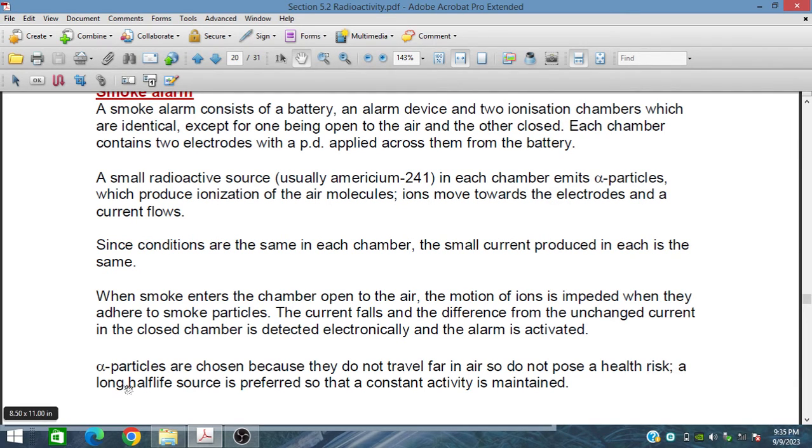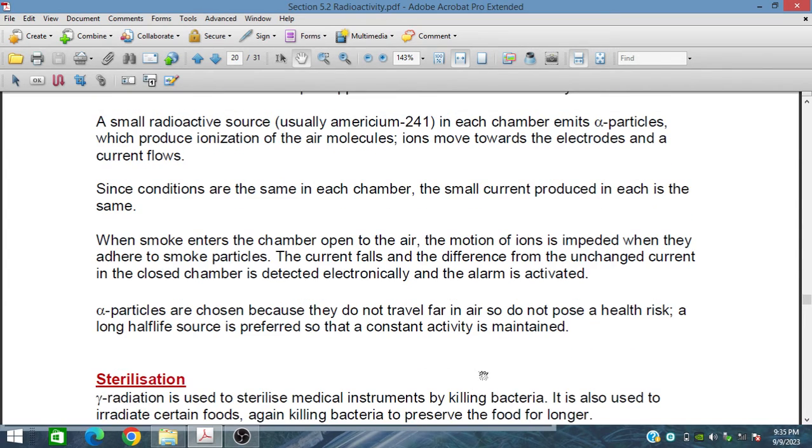So a long half-life source is preferred for this smoke detection radioactive source, so that a constant activity is maintained. If a short half-life source were used, then the activity would not be maintained. After each half-life, the activity will decrease to half its value. So that's why a constant activity source is used, and the long half-life source is preferred.